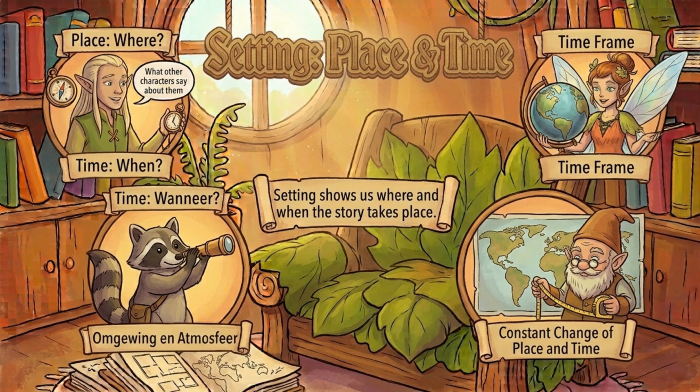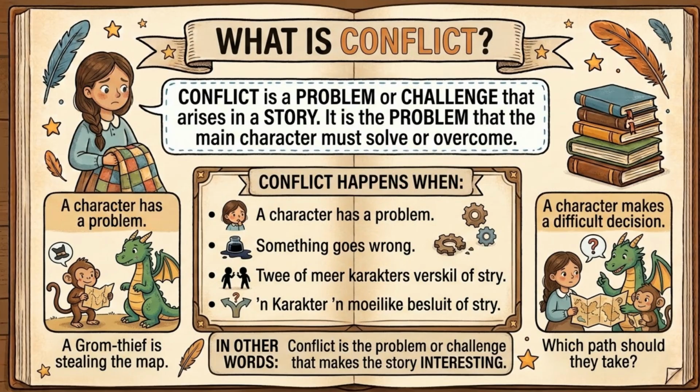The setting is where and when a story takes place. It tells us the location, the time period, and sometimes even the weather or the environment. The setting helps create the mood of the story and can influence what the characters do and how the events unfold. Conflict is the main problem or struggle that the characters face in a story. It creates tension and makes the story more interesting because the characters have to find a way to overcome the problem.